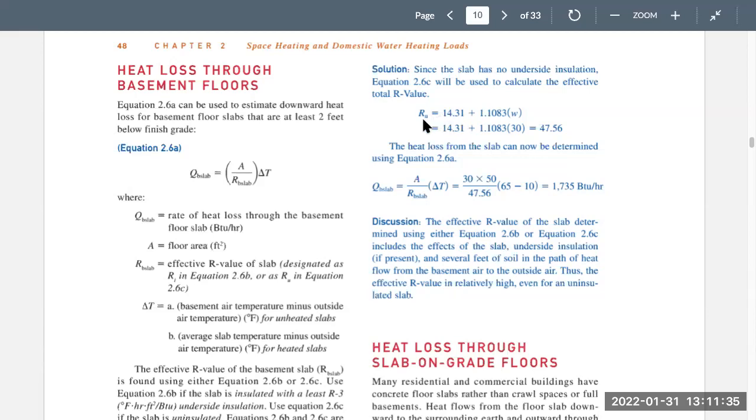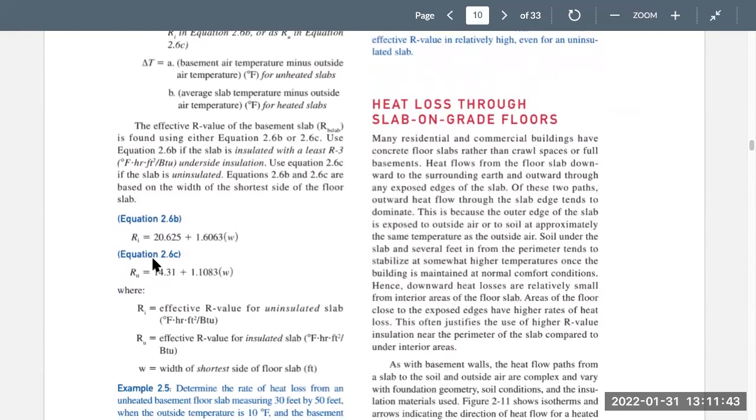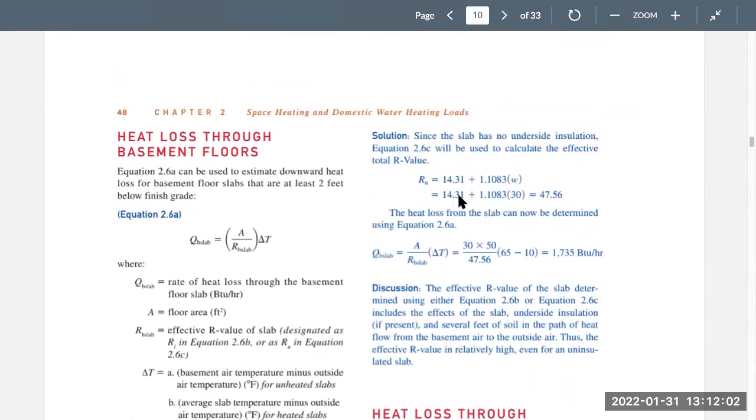So all they're doing is using 2.6C as the formula, taking 14.31. You're like, where is that? Well, let's go back. 2.6C. There you see 14.31 plus these constants. So these are constants that they're giving us. And then all we need to know is the shortest length of the floor, which is 30 feet. So they put in the constants, they put in the floor, and they come up with an R value of 47.56. So now they're going to take 47.56 and put it back into this formula here.